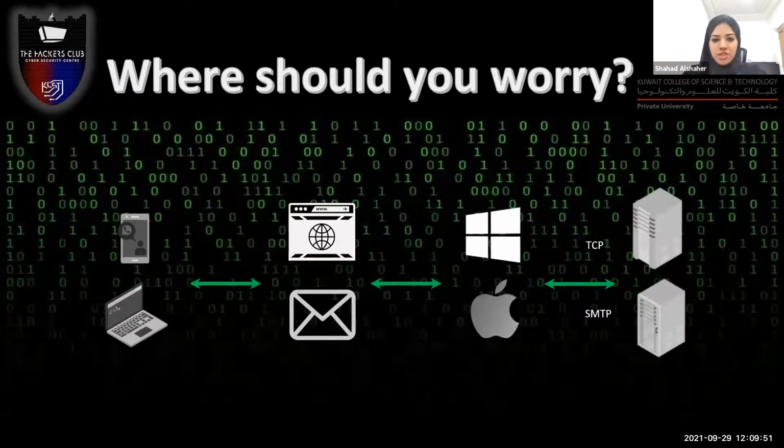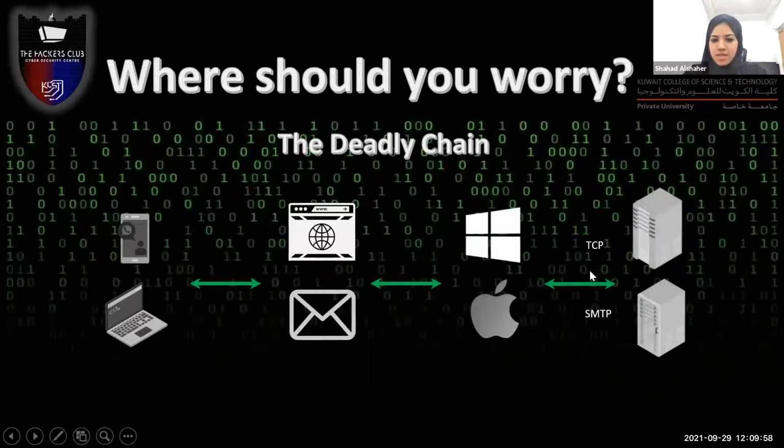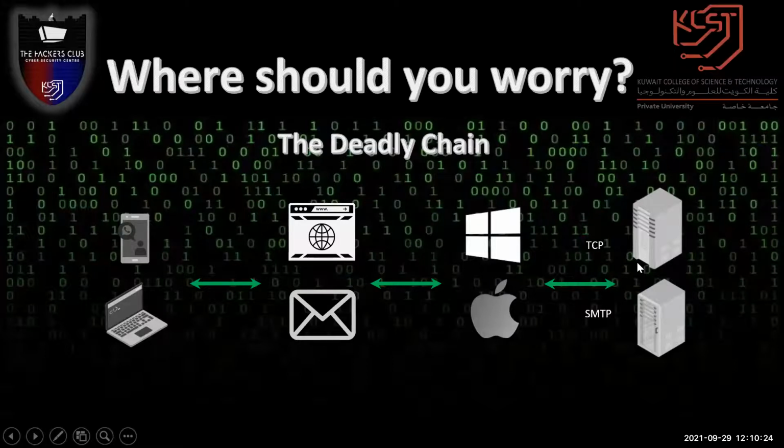Now, I call this the deadly chain. Why do I call this the deadly chain? Because the chain is composed of many links. We have 3 links here. If a hacker breaks one of these links, the entire chain will be broken and the hacker will gain access to the entire chain. Now, a question for you: which one of these links do you think is the easiest for hackers to break? Let's say number 1, number 2, or number 3.